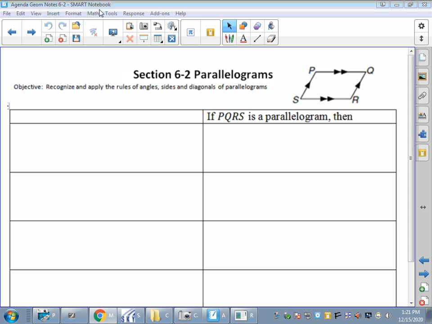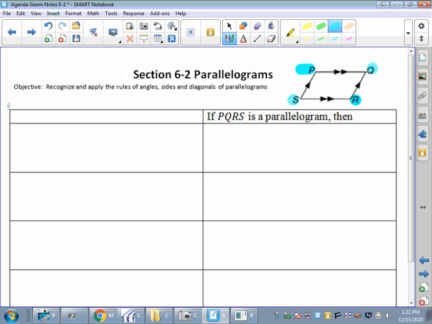So the first several will be parallelograms. There's actually going to be a lot of repetition. I think you're going to know what's going on. So just think parallelograms. Notice I've got this parallelogram PQRS up here as an example, and I'm going to use that as an example. I tried to make our lives a little bit easier.